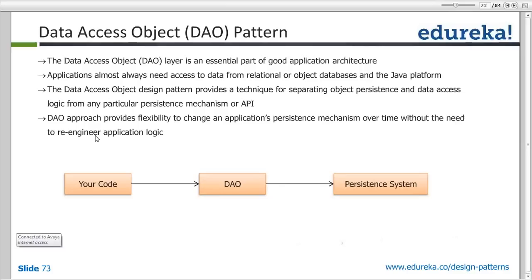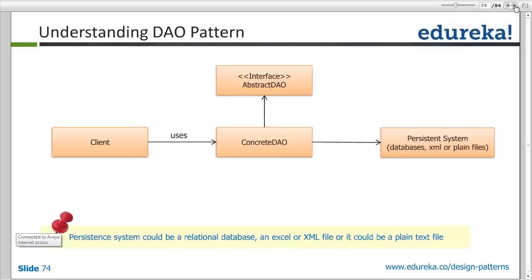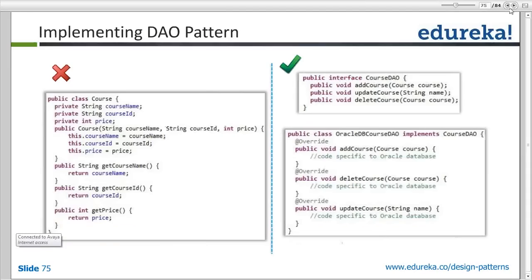If any of us has used, let's say, a file system, they will know that in order to talk to a file system, you have to open a file and put it into a wrapper like a reader and read it, or put it into a writer and write it and all that. We say don't do that, just use a DAO. So what ends up happening is the client really uses a concrete DAO. There can be an abstraction of a DAO, and this concrete DAO uses the persistence system, may it be a database, XML, or plain file. Let's look at the code.